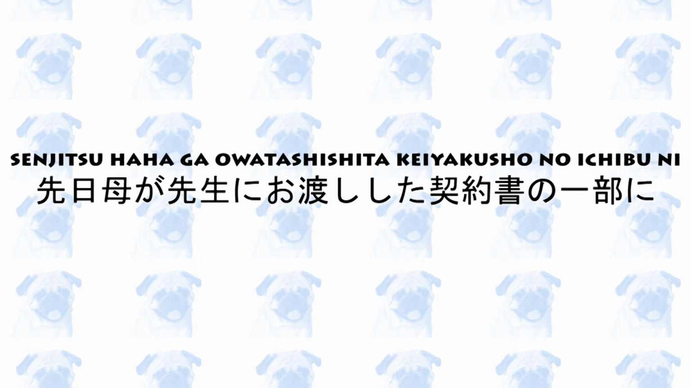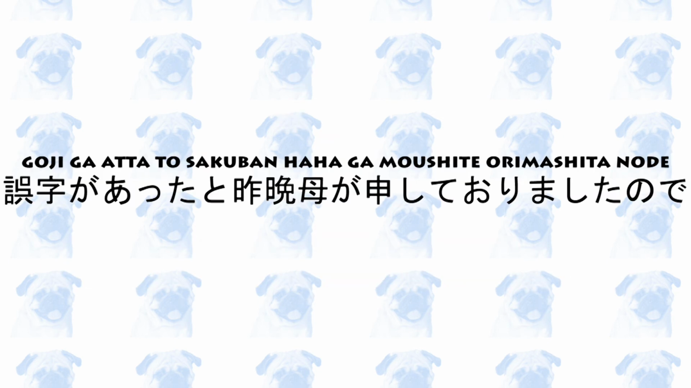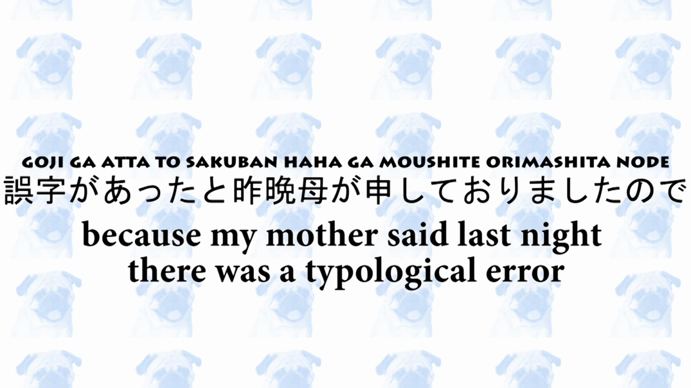Let's start with the first phrase. 先日母が先生に渡した契約書の一部に In parts of the contract that my mother gave you the other day. In this phrase, the giving action performed by the mother is expressed by the verb phrase お渡しする. お渡しする to give is the kenjou version of the verb 渡す. Let's move on to the second phrase. 誤字があったと昨晩母が申しておりましたので. Because my mother said last night that there was a typological error, the verb in this phrase 申す is the irregular form of the verb 言う to say.